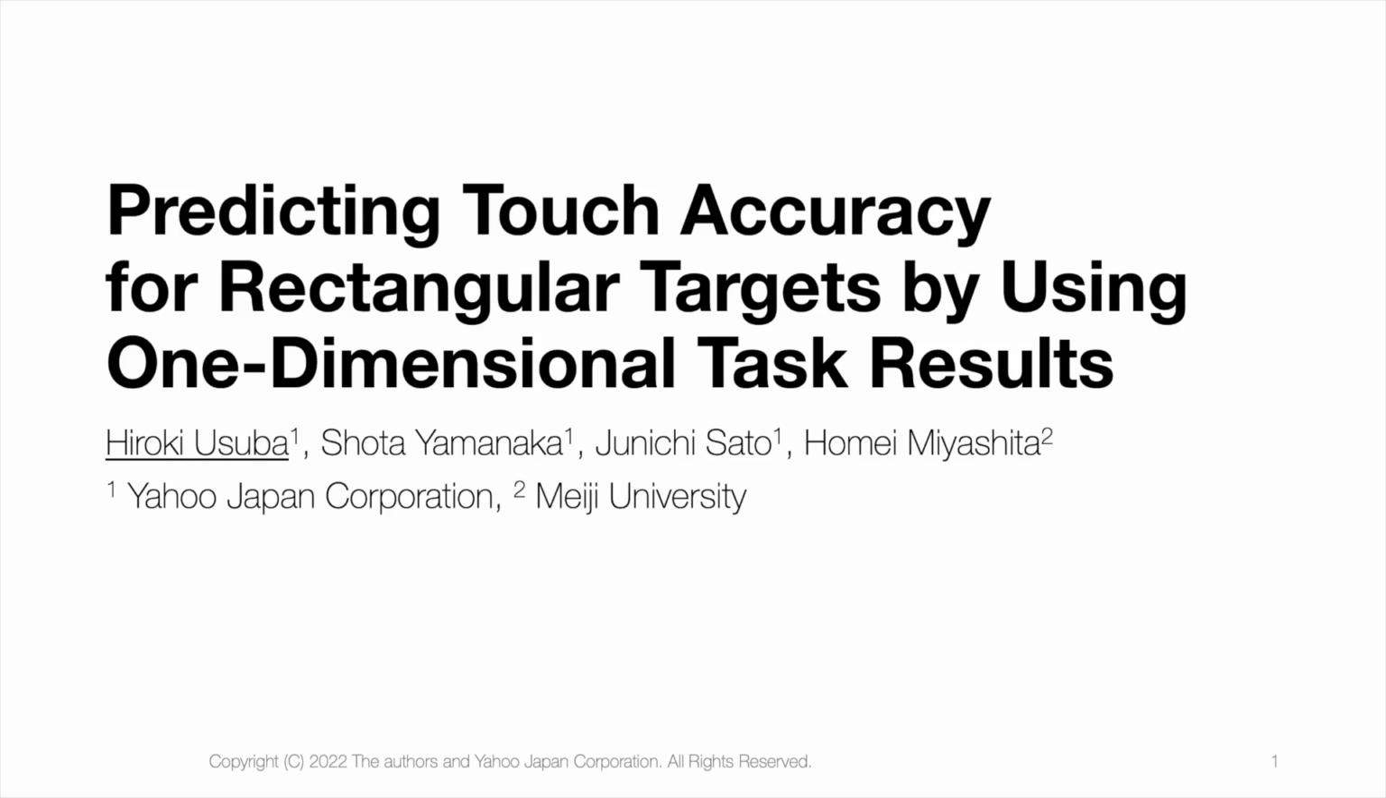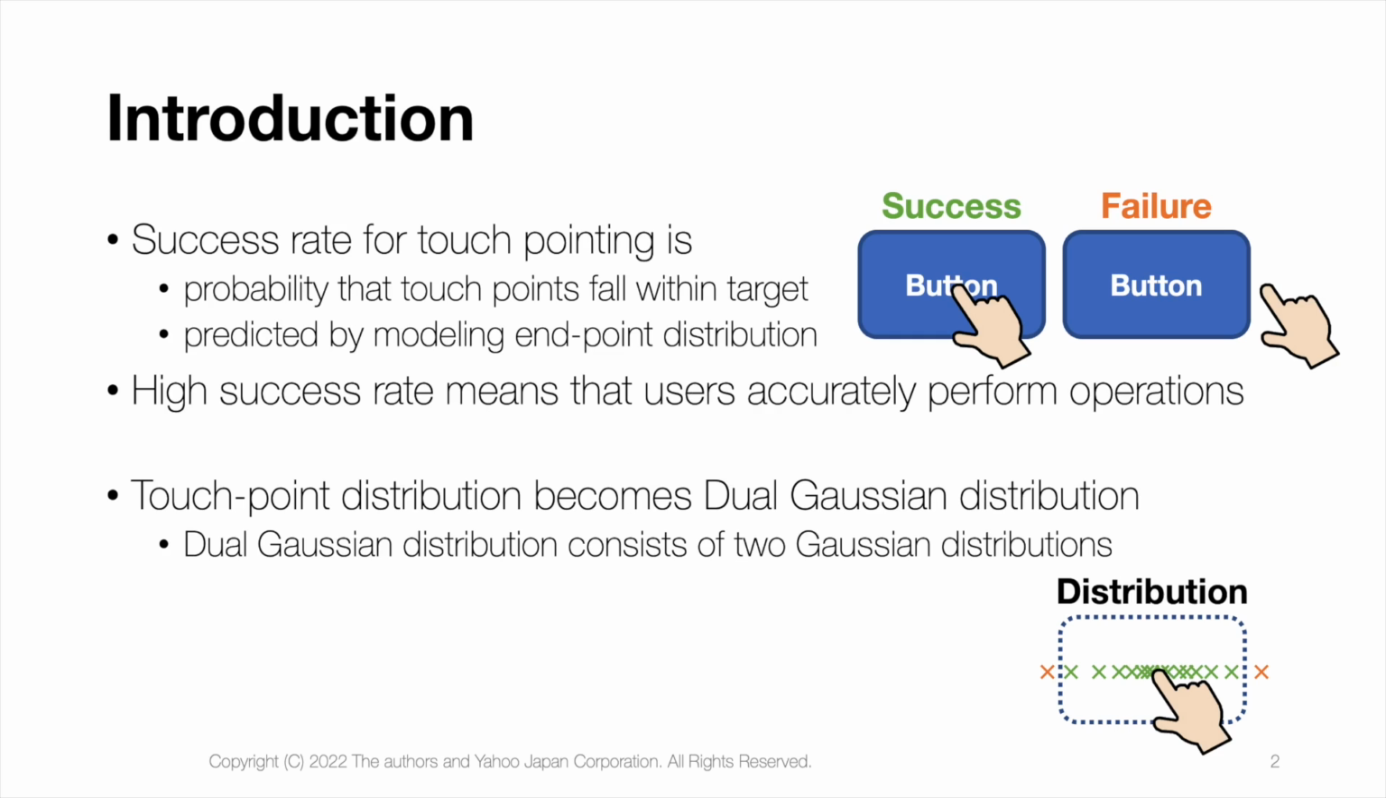Today, I will talk about predicting touch accuracy for rectangular targets by using one-dimensional task results. A success rate for touch pointing is the probability that touch points fall within a target. This rate is predicted by modeling the endpoint distribution. A high success rate means that users accurately perform the operations.